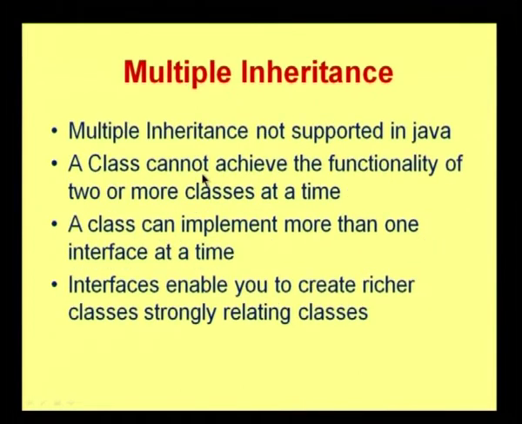Next is how your interface is used to do multiple inheritance. Multiple inheritance is not supported in Java. A class cannot achieve the functionality of two or more classes at a time. A class can implement more than one interface at a time. Interfaces enable us to create richer classes, strongly relating classes.